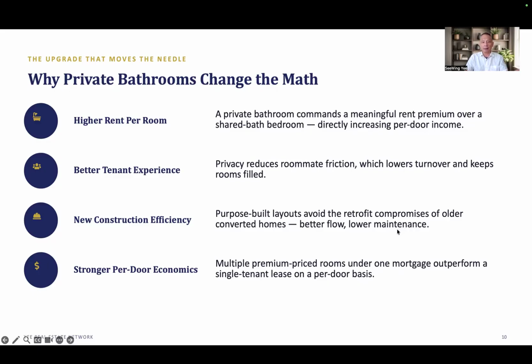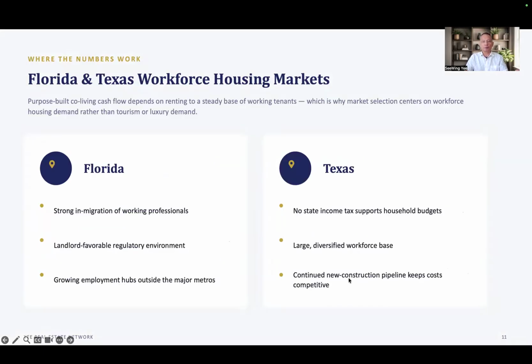So, and over time, new construction property have very little maintenance because everything's new, right? You have warranty, you have a 1 year warranty, you have a roof warranty, the whole 9 yards. Okay. And 1 bedroom to 1 bathroom ratio is stronger per room economics. Multiple premium price rooms under one mortgage outperform a single tenant lease on a per door basis.